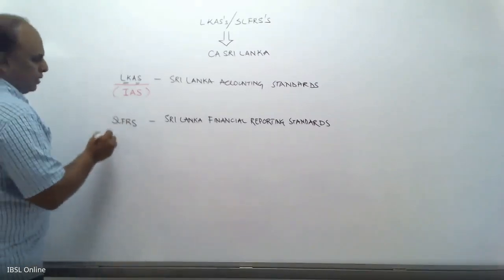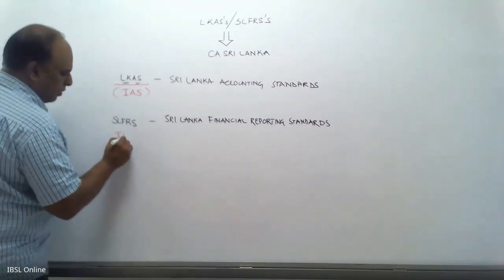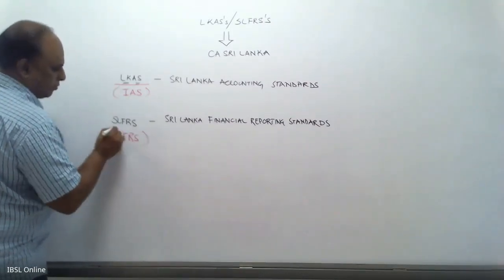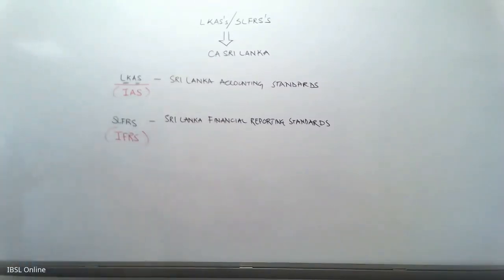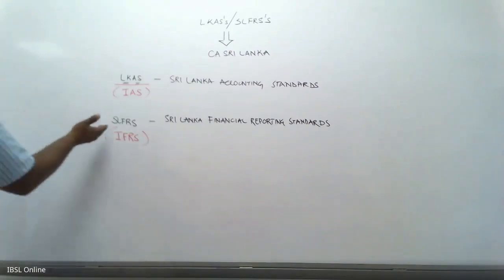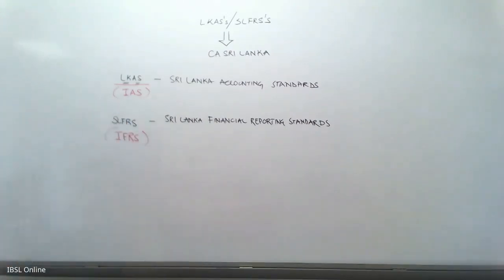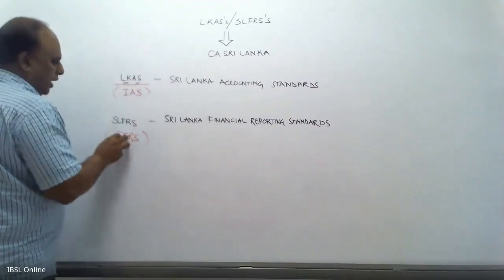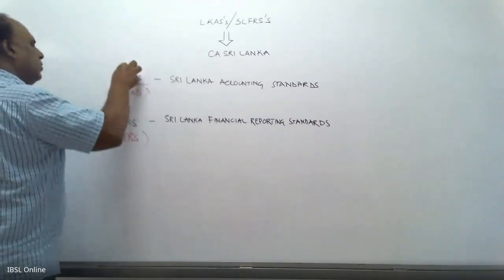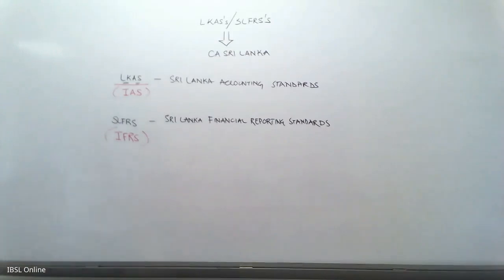Then SLFRS means, similar to the IAS, we have something called IFRS, that is International Financial Reporting Standards. That is what has been converted into SLFRS to suit the requirements of our country with the context of our economy. So every country is like that. They use these IASs and IFRSs to suit their own countries. They have taken the accounting standards. Okay, so this is what we learn.